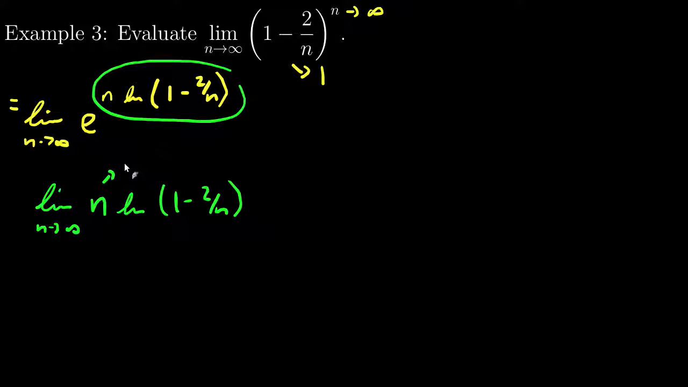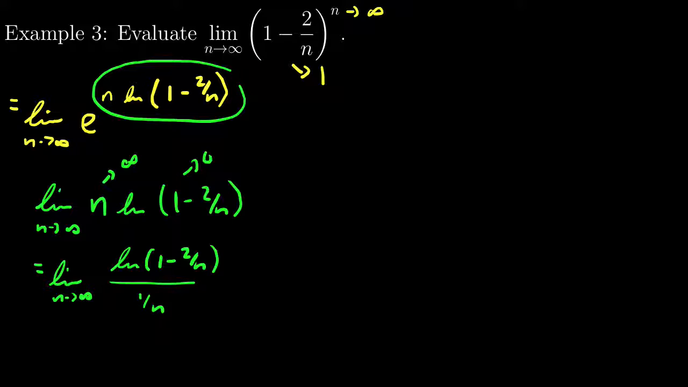This approaches infinity. 2 over n approaches 0, so this input to natural log approaches 1. Natural log of 1 is 0. And I'm back to this infinity times 0 case like our first example. And I'll rewrite that as a fraction. So limit as n approaches infinity of the natural log of 1 minus 2 over n, all divided by 1 over n. And I can see the numerator approaches 0. The denominator approaches 0, and I'll do L'Hopital's rule.